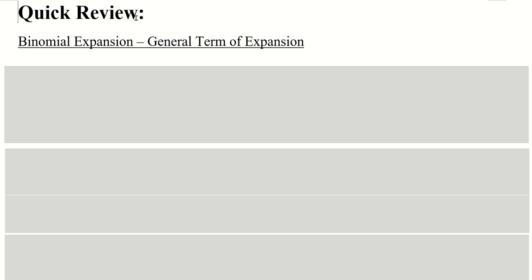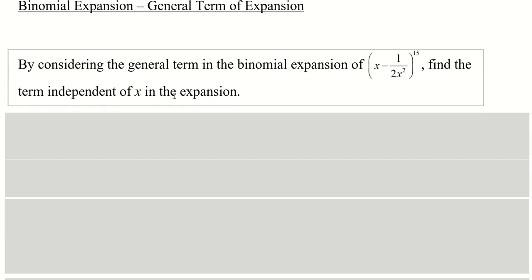Here we'll do a quick review for binomial expansion on the general term of expansion. Let's take a look at the question. By considering the general term in the binomial expansion of this expression, find the term independent of x in the expansion. So there are two parts to this question. Let's tackle the first part, general term in the expansion of this.